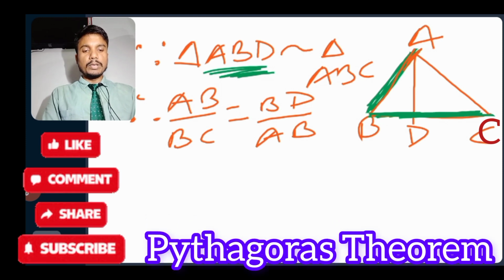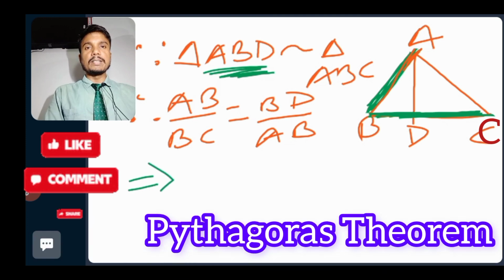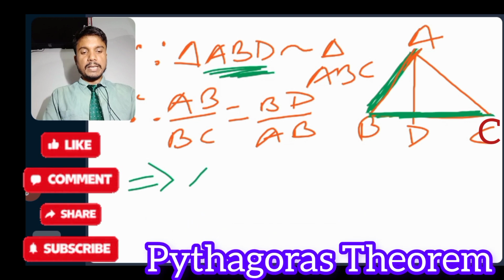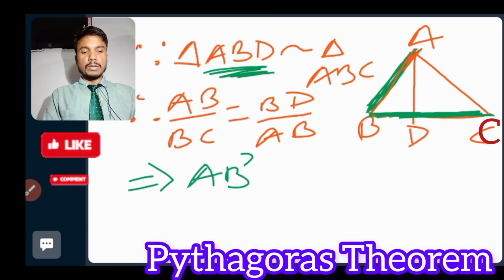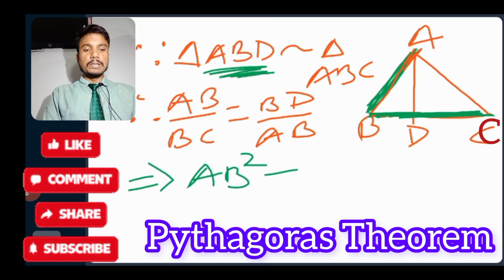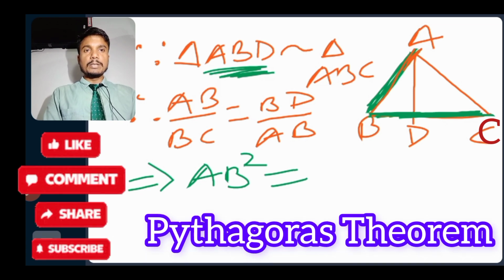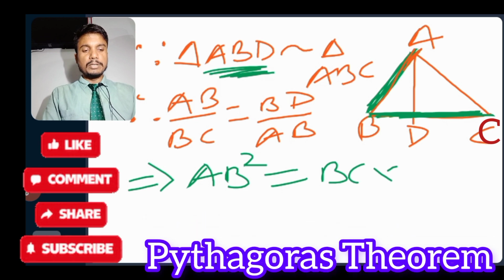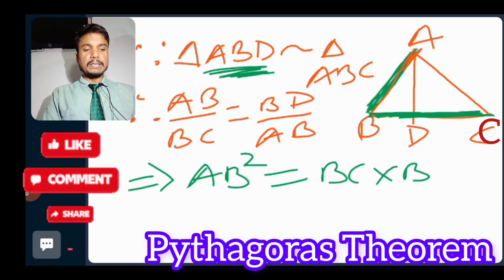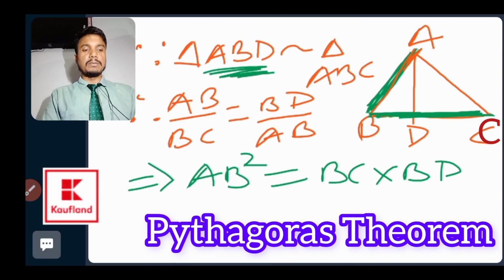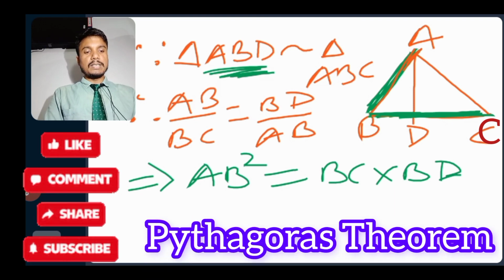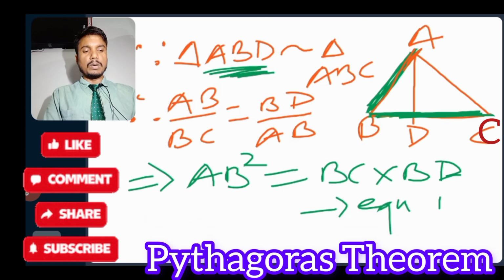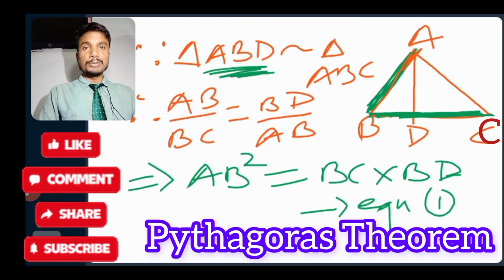Now what can you write here? If we cross multiply, AB into AB, we get AB square equals BC into BD. Let's say this is equation 1.